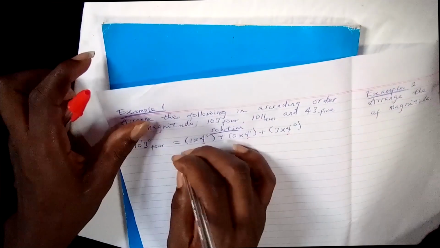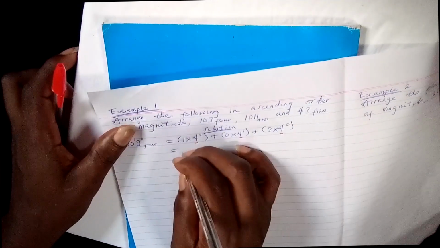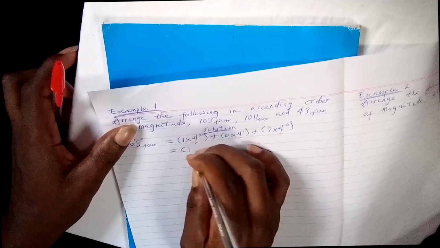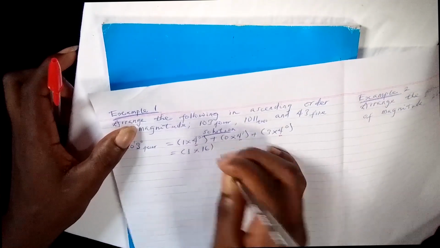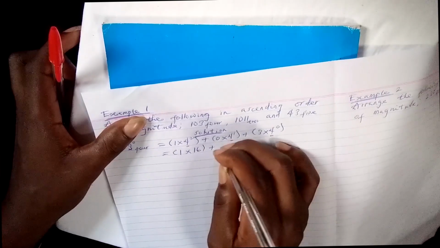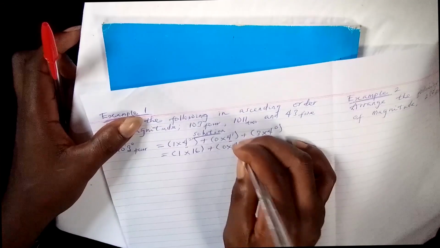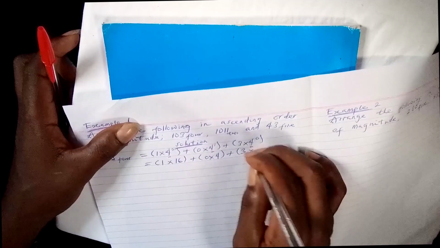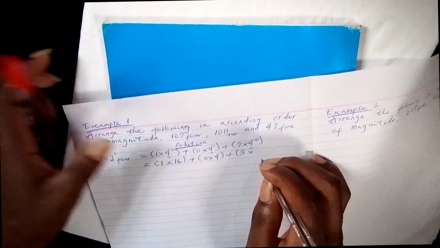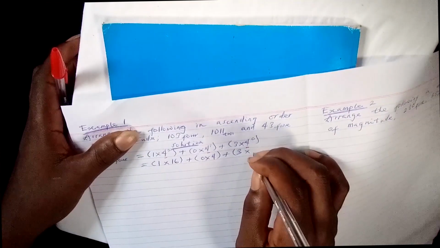So now, we start with the simplification. And this goes by 1 times 4 power 2 is 16. That is 4 times 4. Plus 0 times 4 power 1 is the same 4. Plus 3 times 4 power 0. That is the law of indices, which says that any number to the power 0 is 1. So 4 power 0 is 1.